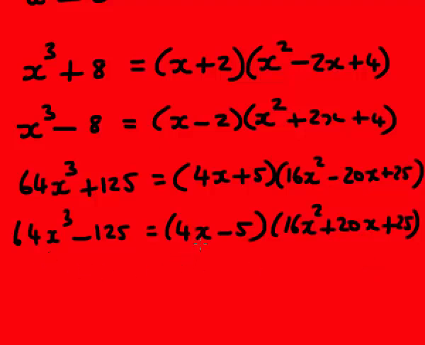There we go. Now look at that. 4x times 16x squared is 64x cubed, minus 5 times 25, which is 125, negative there. And then if you multiply out, the middle terms vanish. So there it is, the sum and difference of two cubes.